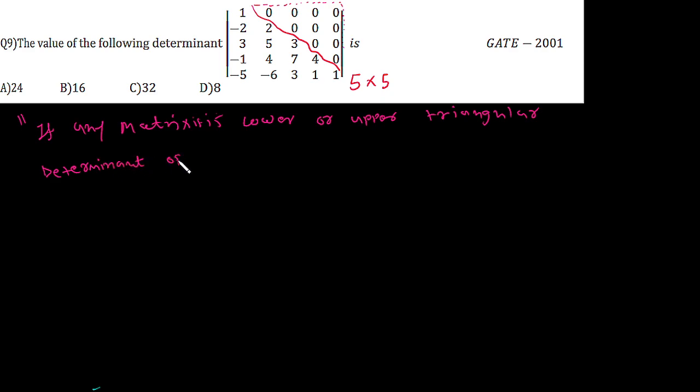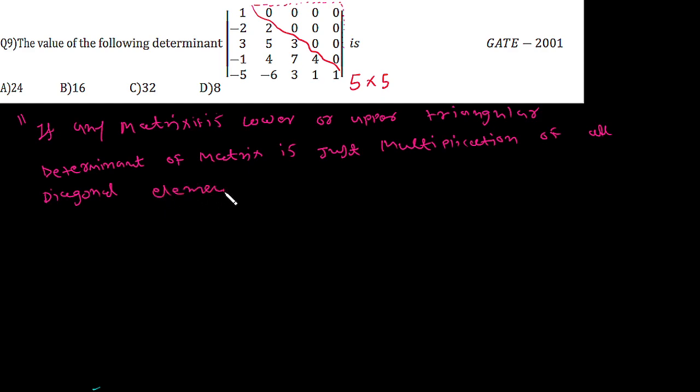the determinant of the matrix is just the multiplication of all the diagonal elements. It is the property for either a lower triangular or an upper triangular matrix. So now we just have to use this property.